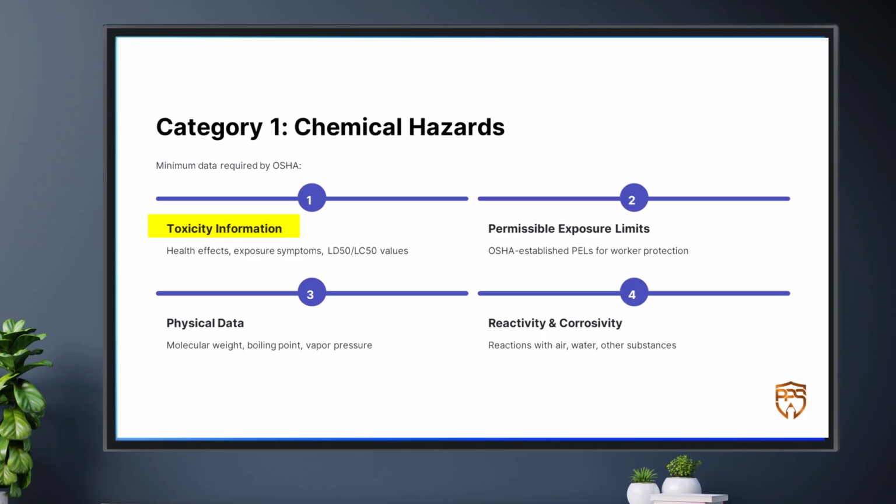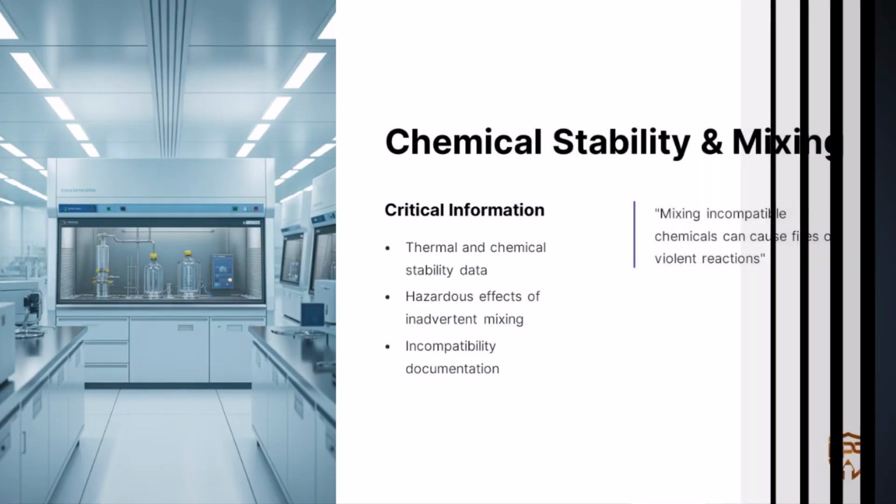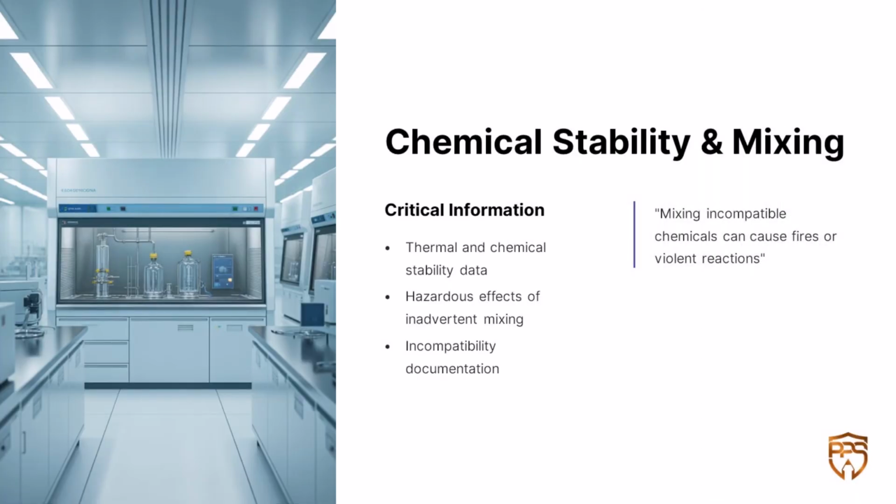Toxicity information: understand how the chemical affects human health and what exposure symptoms look like. Toxicity values, such as LD50 or LC50, help estimate health risk. Permissible exposure limits, PELs, established by OSHA. Physical data, for example molecular weight, boiling point, and vapor pressure. Reactivity and corrosivity data: how the chemical reacts with air, water, or other substances, and whether it corrodes materials. Thermal and chemical stability data, and the hazardous effects of inadvertent mixing of different materials. Mixing incompatible chemicals can cause fires or violent reactions, so this information is critical.